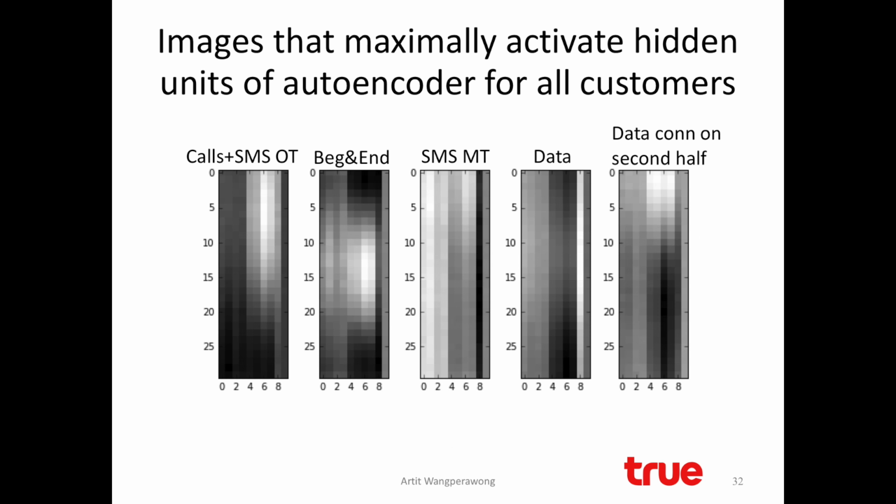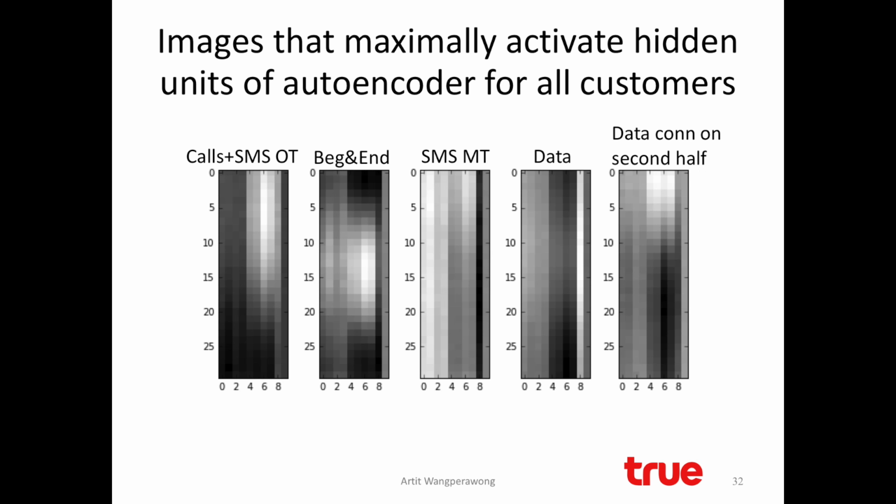Okay, so let's say we take all the customers and we feed it into the autoencoder algorithm. We find that these are the most prominent components, these 5 images shown here. The first image is calls and SMS out. The first 4 columns here are for calls, and SMS out is the last column in these images.